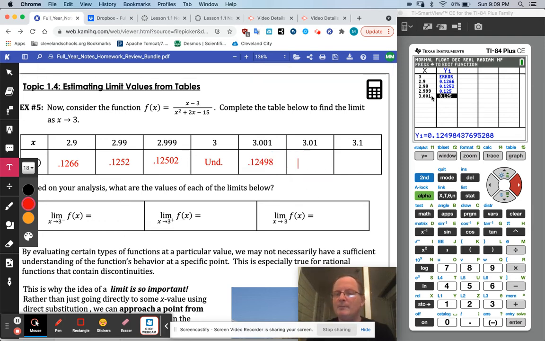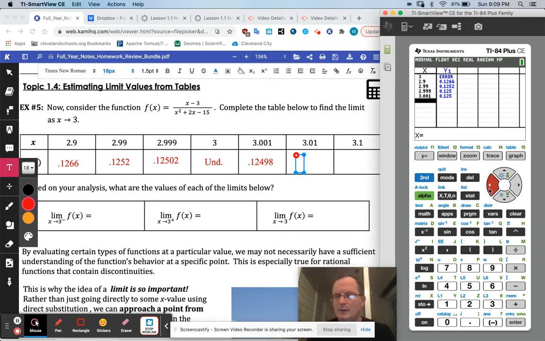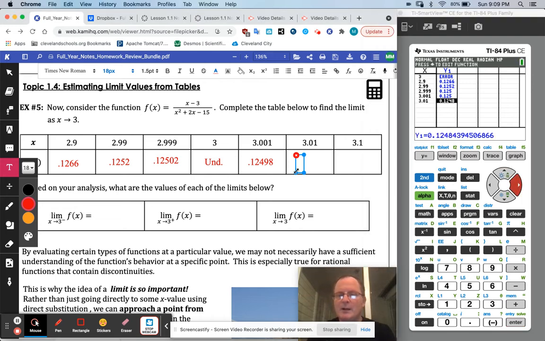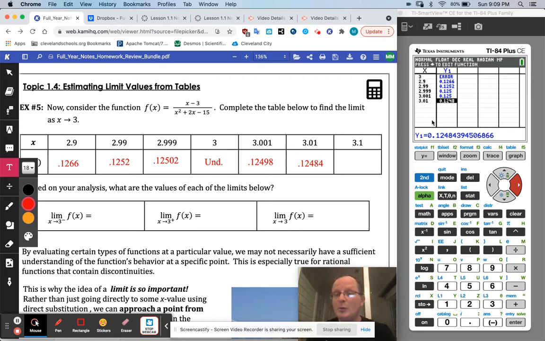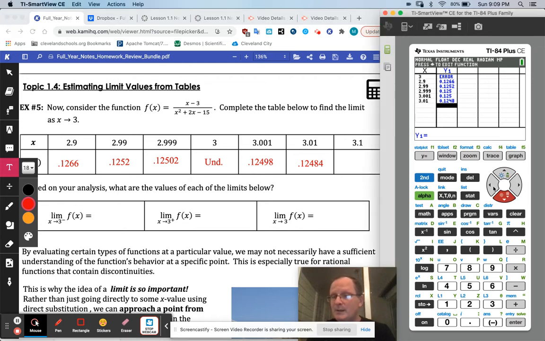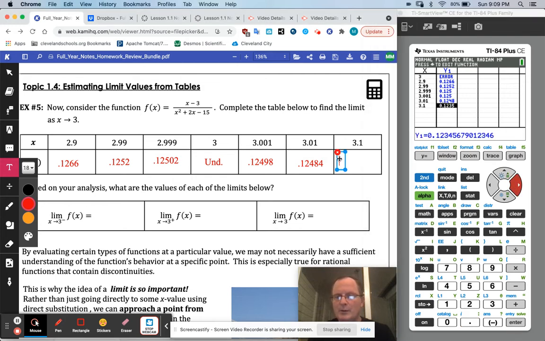And then 3.01. Okay. 3.01. All right, and again, just because I want to see a little bit more of it. 0.12484. I think we're starting to see what's happening here. All right, but let's do one more because it asks us to. So down, 3.1. Let's hover over that bad boy.